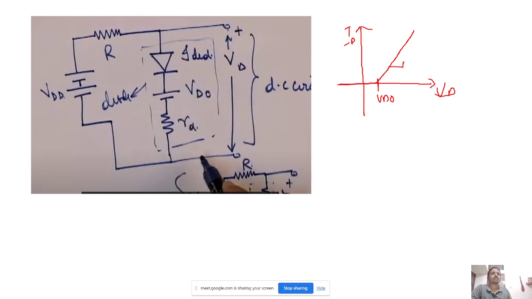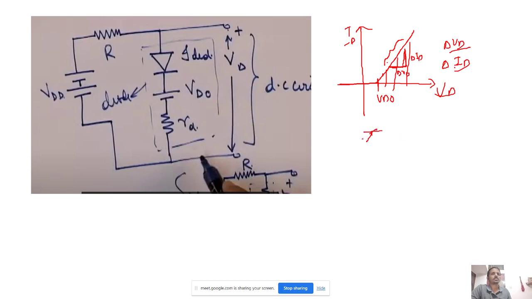So what is the resistance? At each point there will be a static resistance, right? In effect we'll say this slope is the resistance of that. That is taken as the dynamic resistance, or we will assume it as the AC resistance. So delta VD by delta ID, that is that resistance. Based on this resistance only we will model.